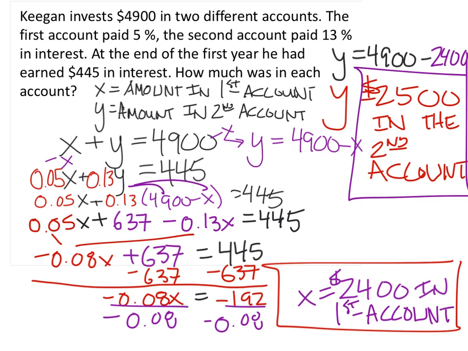And that's it. Again, you should check these based on your two equations. You could base it on the words as well, and hopefully that makes sense. For example, 2,500 plus the 2,400 is 4,900, but you'd have to check based on the two interest rates that Keegan would have made $445.